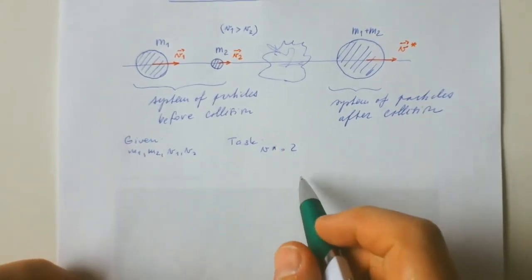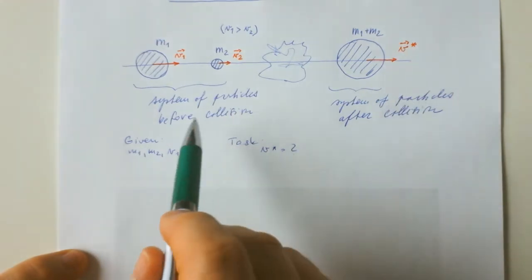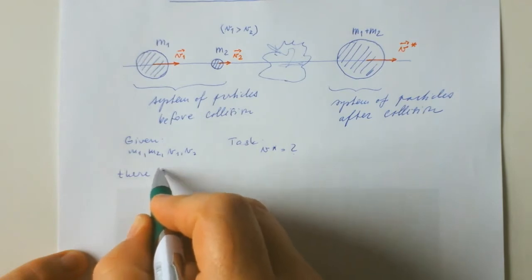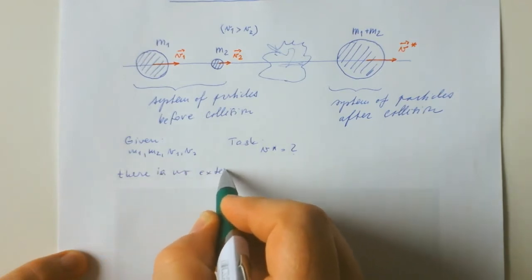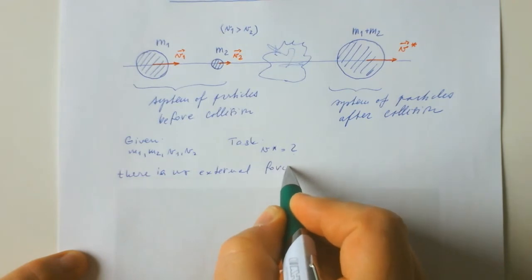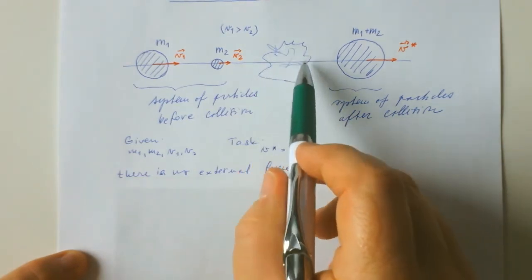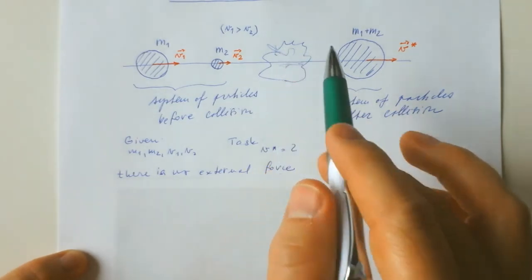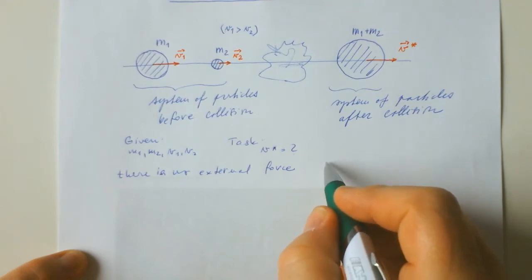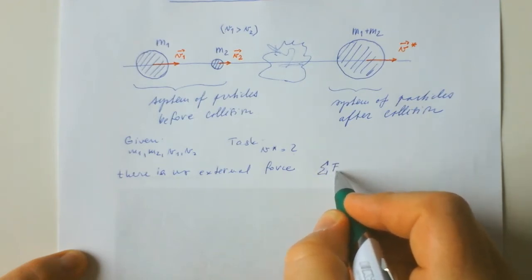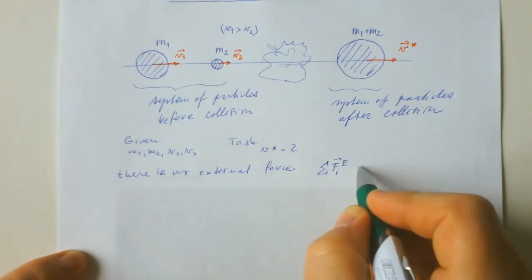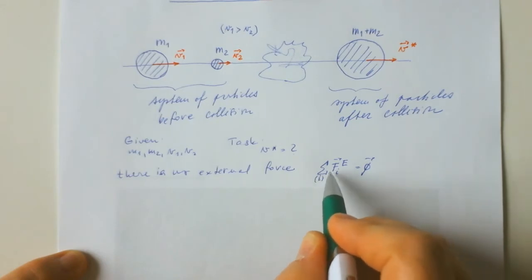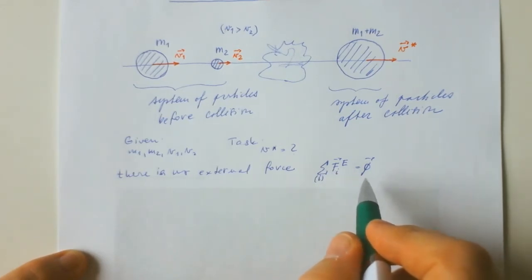So let's make a short analysis. Here we can't see any external force. There is no external force. All forces acting during the inelastic collision are internal forces. So we can say from the previous definition that the sum of external forces is equal to 0.